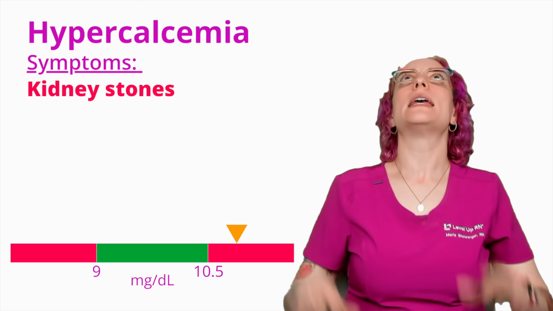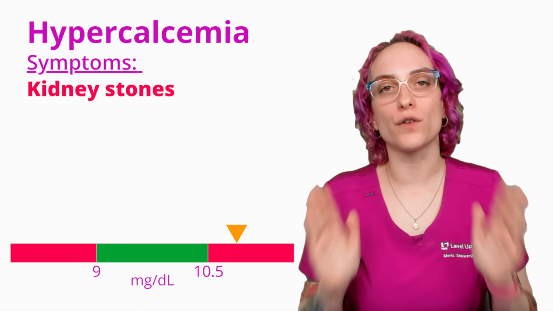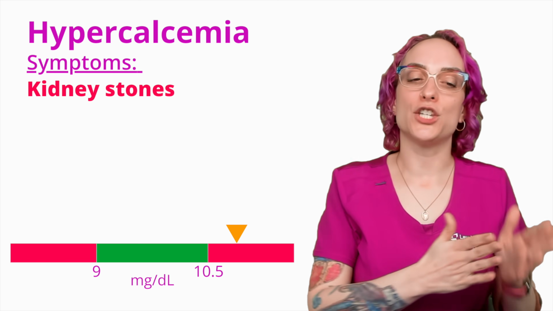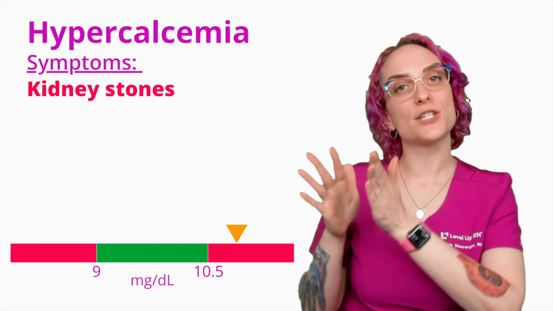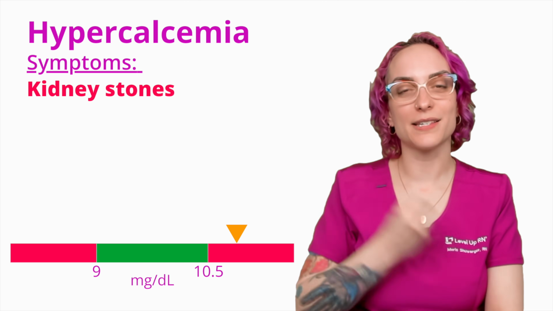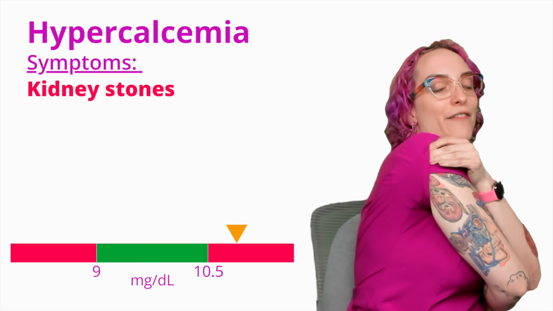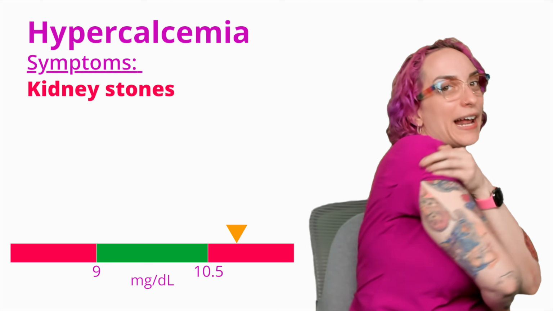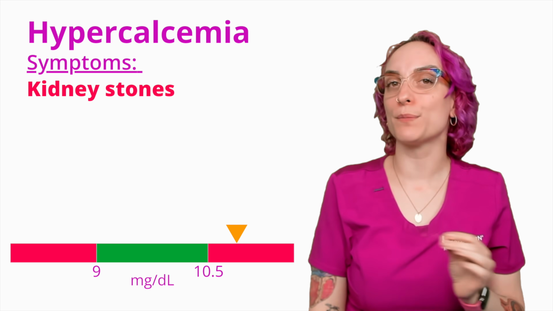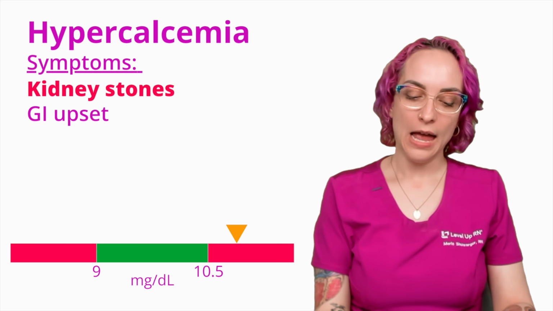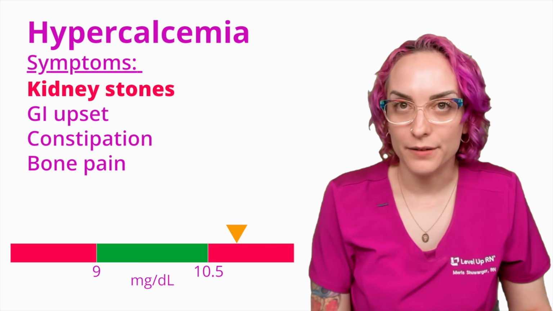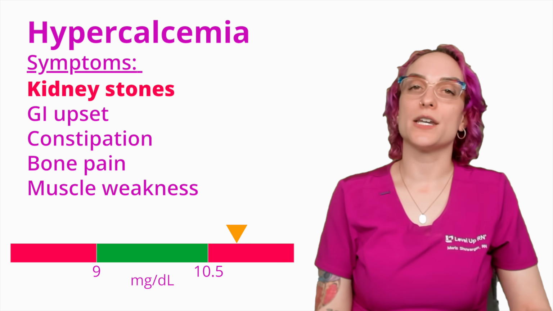Kidney stones. Kidney stones is a huge thing for you to consider, because if I have too much calcium in my blood, it's going to go to my kidneys. My kidneys are going to filter it out. That calcium is going to start to collect in my kidneys, and then before you know it, you're going to have a kidney full of stones, just like this one that I have back here on my arm. Kidney stones are absolutely a possible outcome of hypercalcemia. GI upset, including constipation, bone pain, muscle weakness, and confusion.